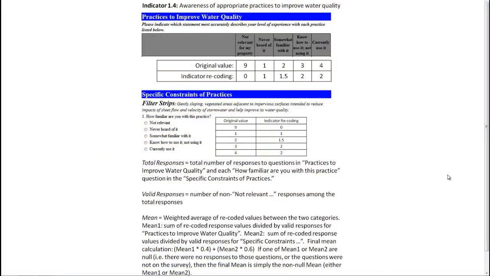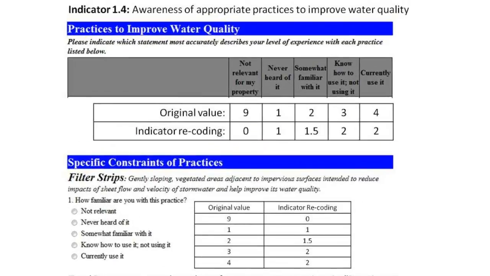The calculation of this indicator is more complex than the attitudes indicator we saw previously. Questions from 2 categories are utilized in the calculation. Specifically, all of the questions in the Practices to Improve Water Quality category, and the first question from each subsection of the Specific Constraints of Practices category. We see how the original response scores are recoded in order to calculate an indicator value between 1 and 2.